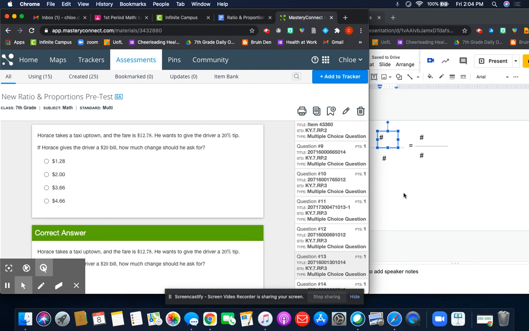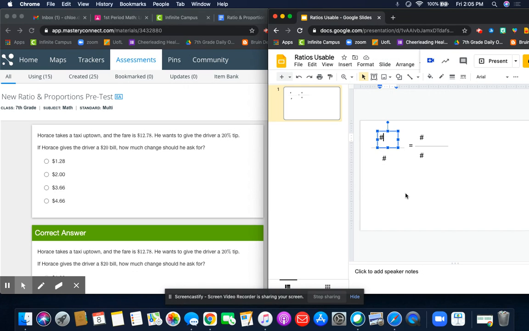All right, problem 12. So I am getting a ride uptown. The fare is $12.78. I'm going to give a 20% tip. I want to know how much change I should ask for. So regardless of what that question is asking, we know we're going to do a percent over 100 equals X over our cost. I still need to figure out how much of a tip I'm going to give this man. So we have X over the cost. Cross multiply and divide. In order to solve for X, we're going to do 20 times 1278 divided by 100.